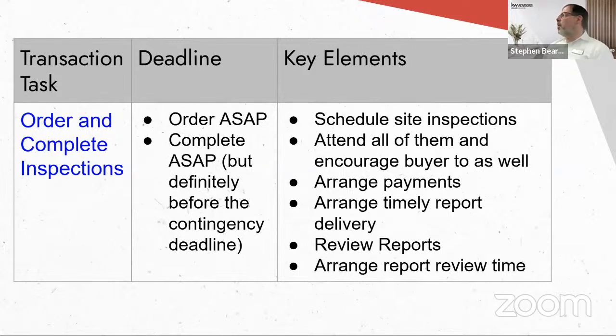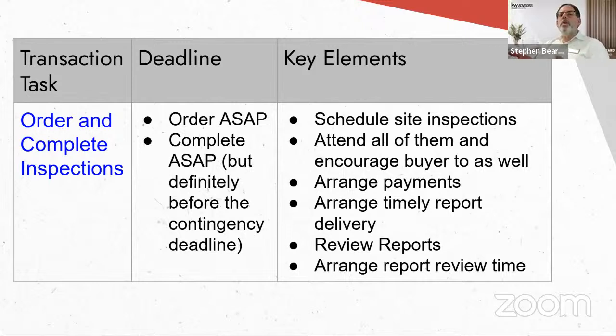They're not going to drop all their appointments. They may be booking out 2 weeks. You may not be able to get your first inspector choice. You may have to go to choice number 2 or 3. So you not only want to order it as soon as possible, but you need to complete it as soon as possible and definitely before the deadline, so you have time to review it with your client, right?